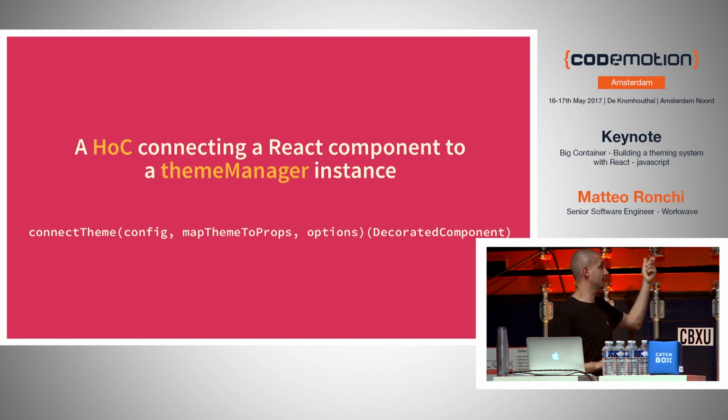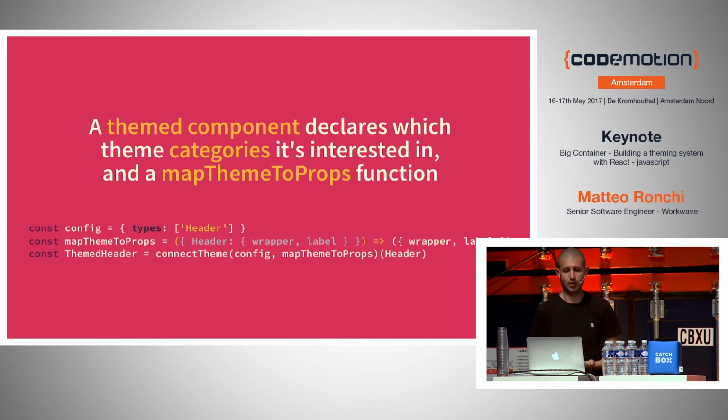That bit allows us to configure how our themed component will connect and react to our theme. So we have to pass it a configuration object to define the bare minimum information required to the framework to react and pass the correct information, and a map theme to props function. Then we get back a higher order function that accepts a component and will give us back an augmented one. So this is a real example of how we can use the connect theme. So we create a config object. Right now it is not ideal as syntax, but we are sticking with that for now.